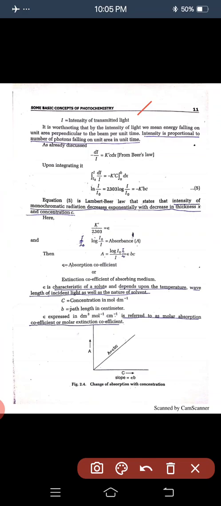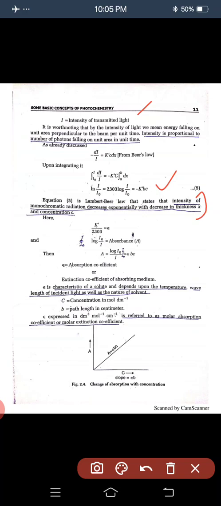As already discussed, minus dI upon I is equal to k' c dx from the Beer law. Upon integrating, 2.303 log I0 upon I is equal to k' bc. This is equation number 5. The Beer-Lambert law states that the intensity of monochromatic radiation decreases exponentially with increase in thickness x and concentration c. This is the important paragraph.